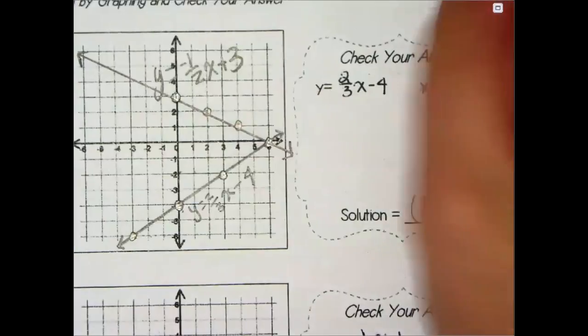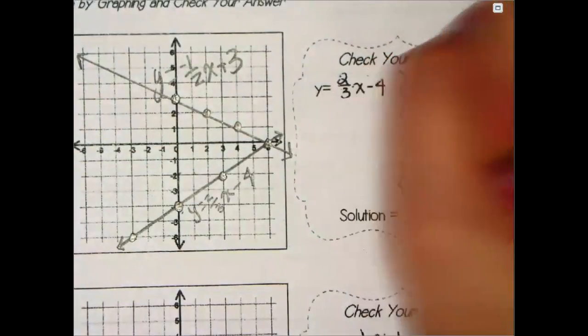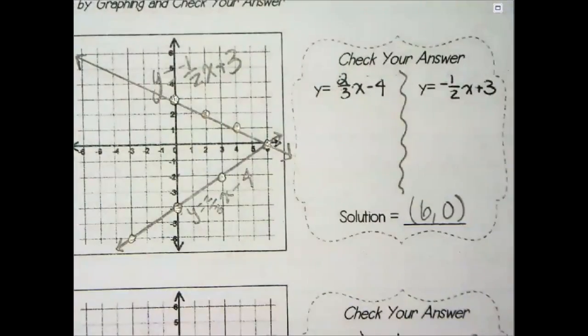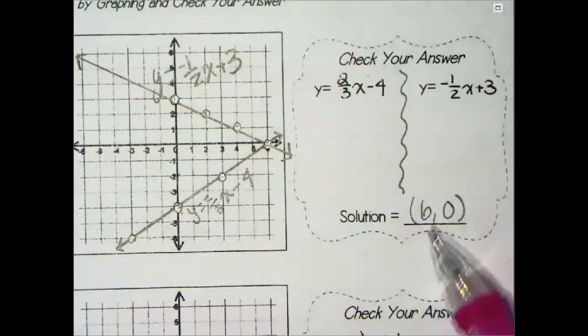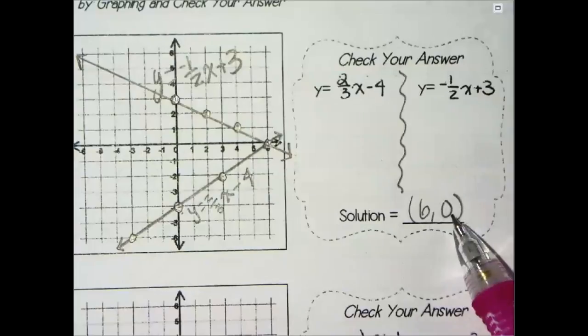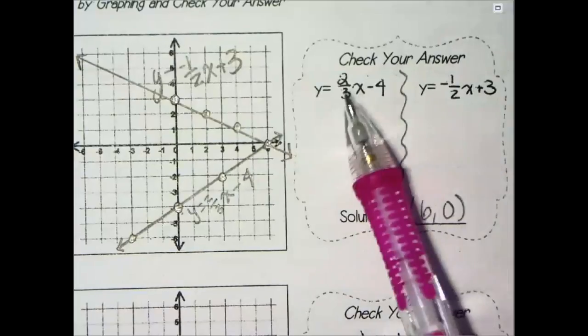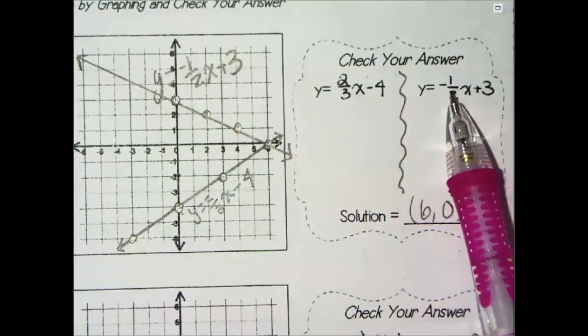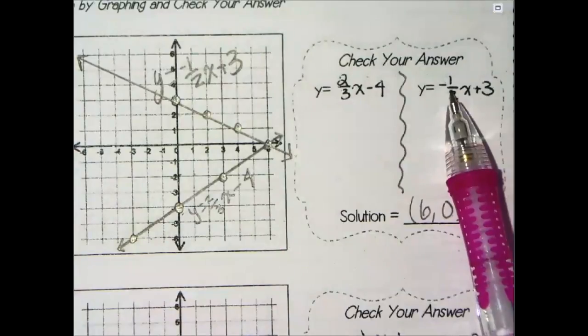Now it's always a good idea to check your work. If the solution to this system of equations is (6, 0), that means that for both of these equations, if I substitute y for 0 and x for 6, I should get a true statement, right? Because a solution to a system of equations is a set of values that makes all those equations true.